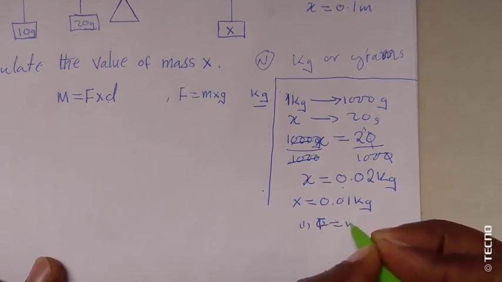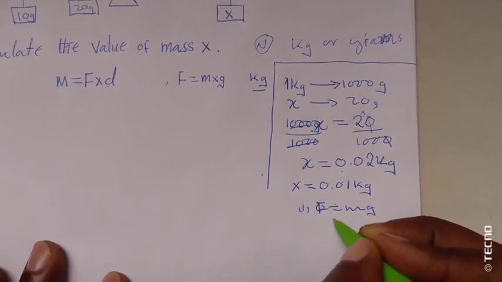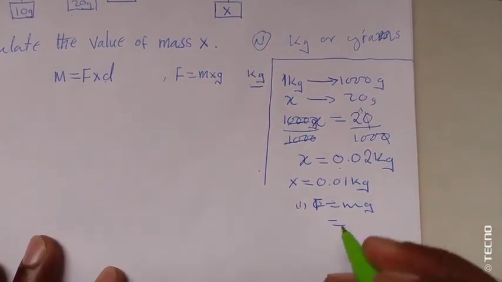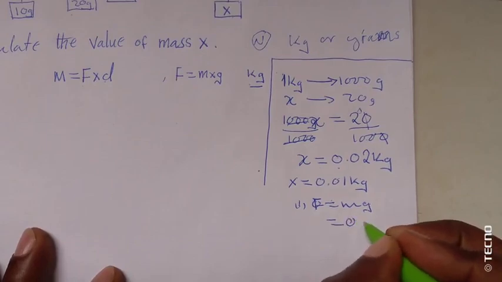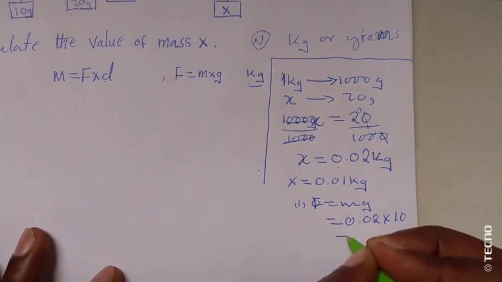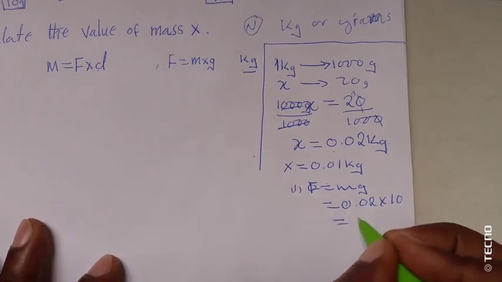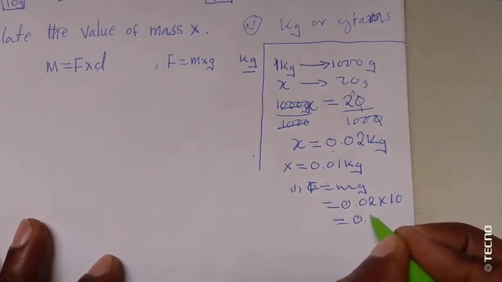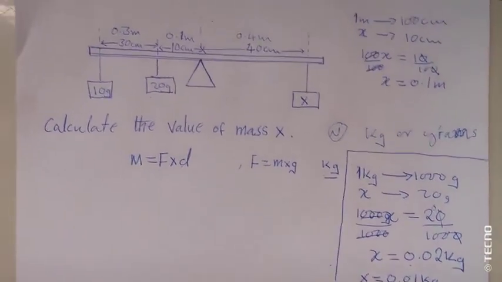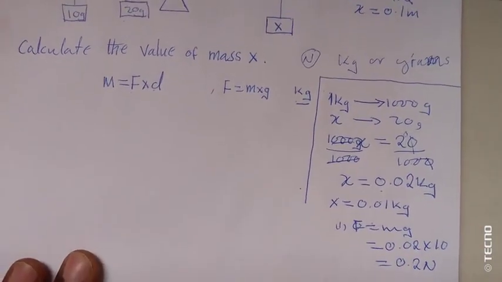F is equal to m times gravitational acceleration. Then you are saying that you multiply this by 10 to get force. So it will be 0.02 times 10. When you use a calculator, you will find that your answer is going to be 0.2 Newton. Yes, so here we are saying that this is the answer, 0.2 Newton.